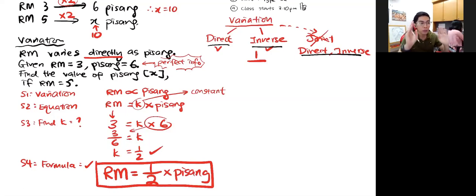Imagine if I say I want to get the RM answer when I want to get 100 pisang. You just take 1 over 2 times 100, and you have to pay 50 ringgit. Can you see the formula works everything like this? Let's say I want to buy 140 pisang. Then 1 over 2 times 140, you have to pay 70 ringgit. That's the meaning.